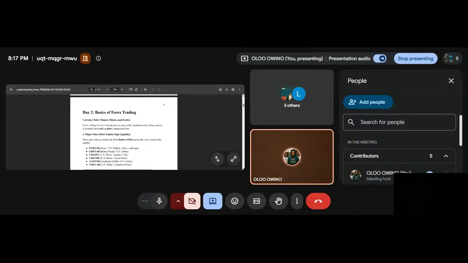Major pairs are pairs which are linked to the US dollar, because the US dollar is the base currency of the world. Almost 90% of countries in the world do business in the dollar. Oil is traded in dollar. Tea is traded in dollar. So the dollar is the base currency. Now, what are the examples of these major currencies if they include the dollar?